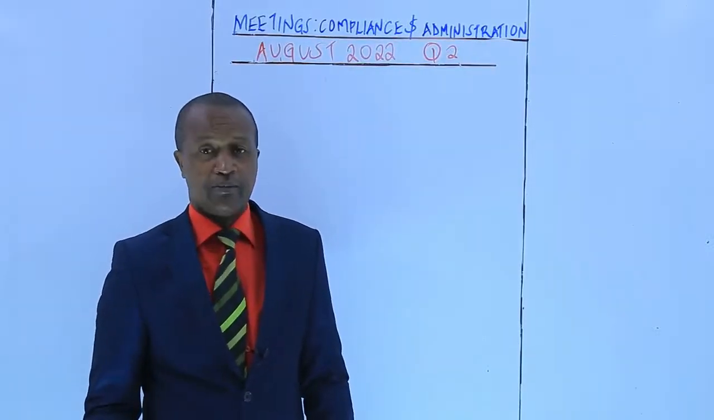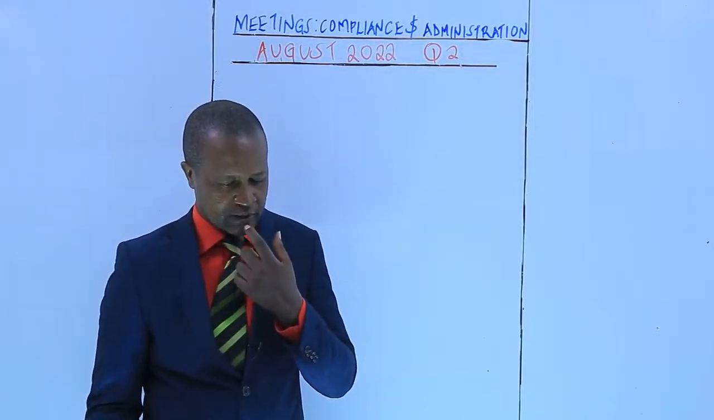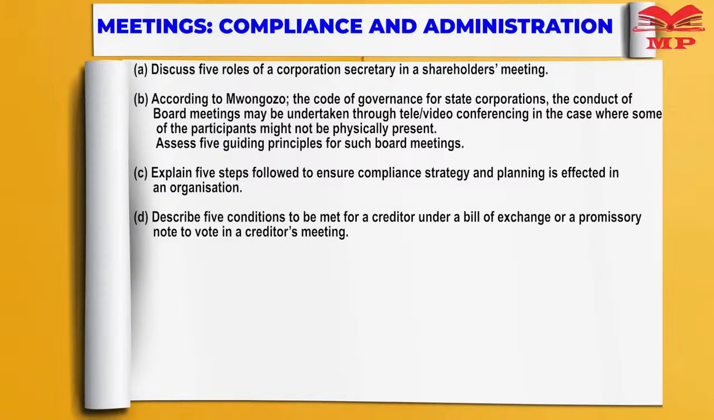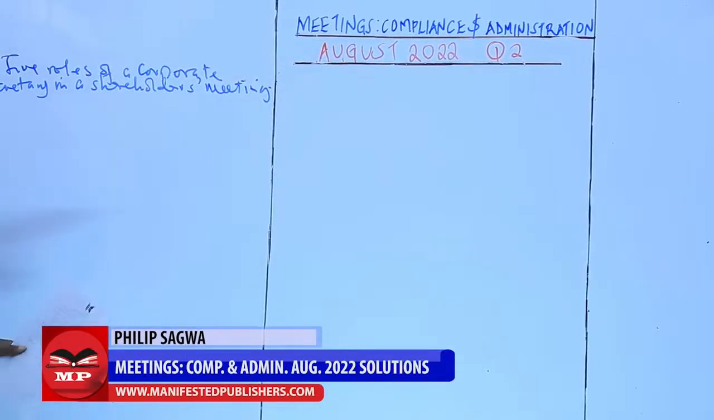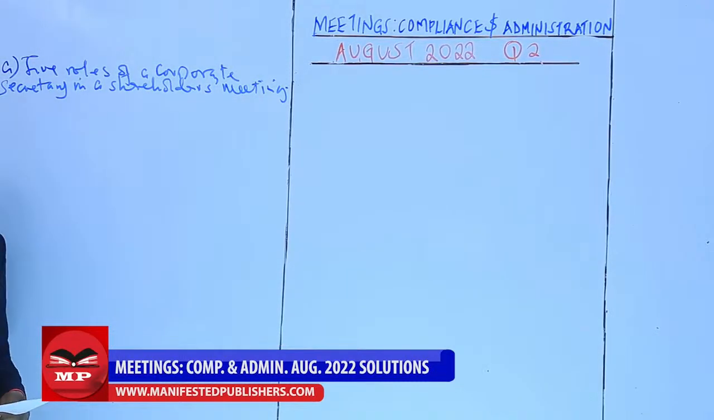Hello and welcome back to the lesson. We are going to answer question 2, meetings, compliance, and administration, August 2022. Part A reads, discuss 5 roles of a corporate secretary in a shareholders meeting.